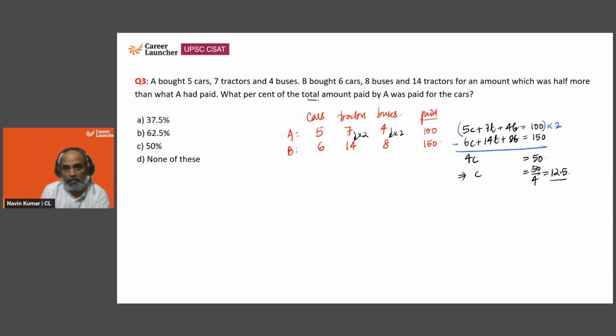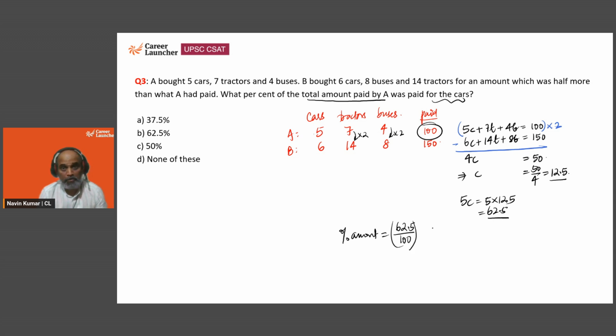Now, what we need to do is find out the total amount paid by A, and from that, what percentage was spent on buying the cars. Since A bought 5 cars, the price of 5 cars is going to be 5 times 12.5, which is 62.5. So the percentage amount paid is the amount he paid for the cars out of the total amount that he paid. Since we assumed it to be 100, it becomes easy to figure out the percentage. So option B becomes our answer.